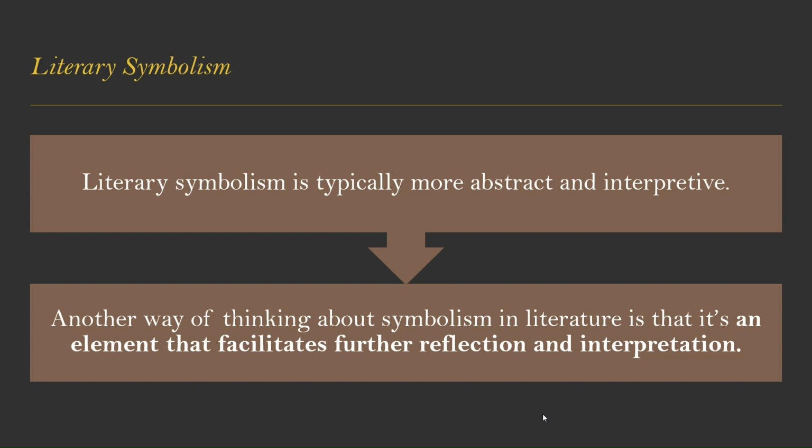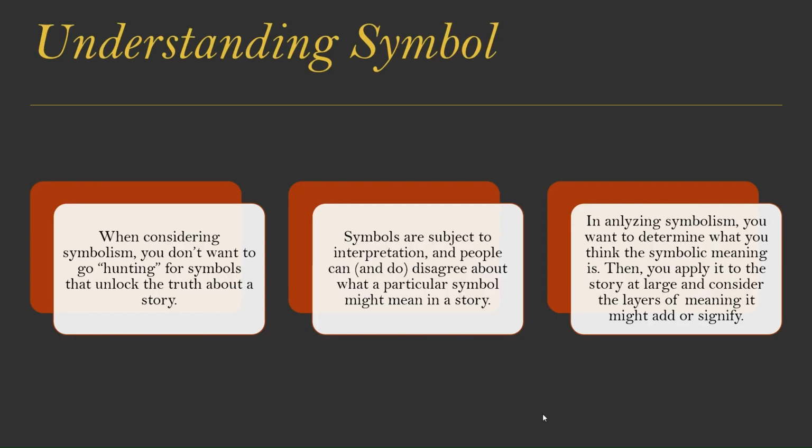But another way of thinking about symbolism is that it's an element that facilitates further reflection and interpretation. If you think about the symbolism of a rose in A Rose for Emily, that can change the way that you see that story. If you think about the symbolism of the catacombs in Cask of Amontillado, that can change the way that you see the story. And symbols, in a lot of ways, can be very important to the interpretive meaning of a story.